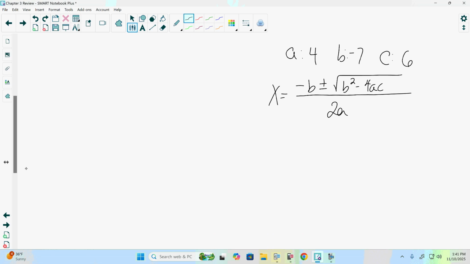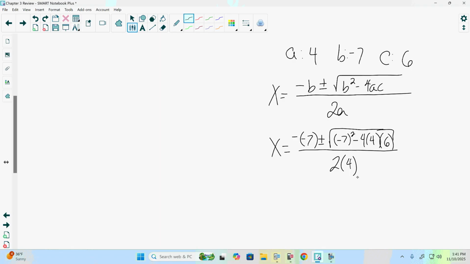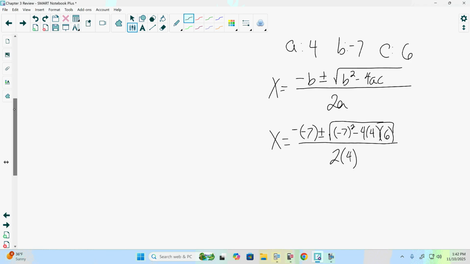Now the first thing we can do is just replace a, b, and c with their values. So we have negative b, which is negative 7, b squared, so we'd have negative 7 squared, minus 4 times a, which is 4, times c, which is 6, all over 2 times a, so 2 times 4. We replaced a with its value of 4, b with its value of negative 7, and c with the value of 6. So all we've done so far is just replace a, b, and c with their corresponding values. Questions on this so far?